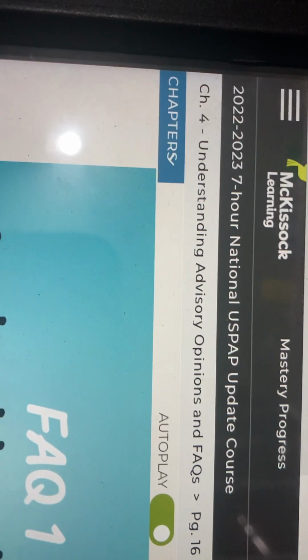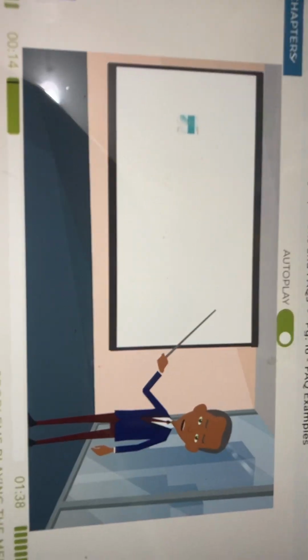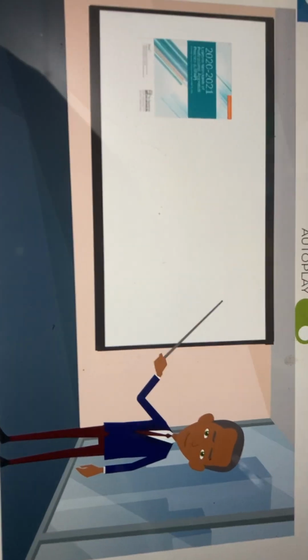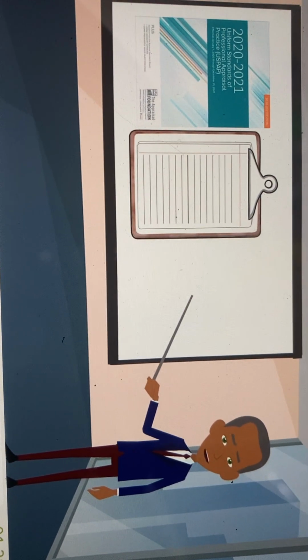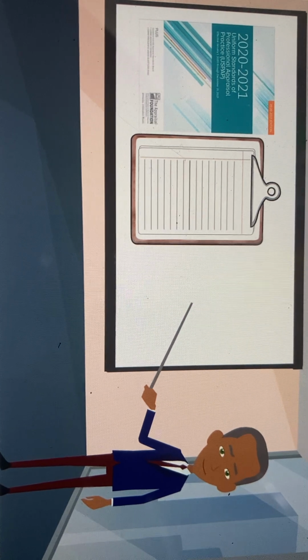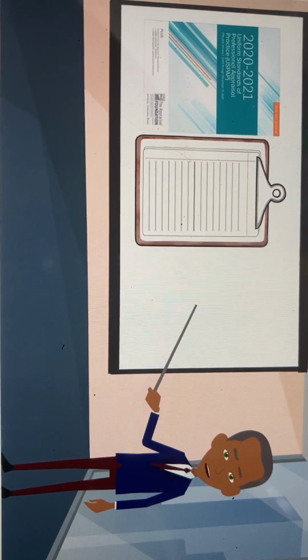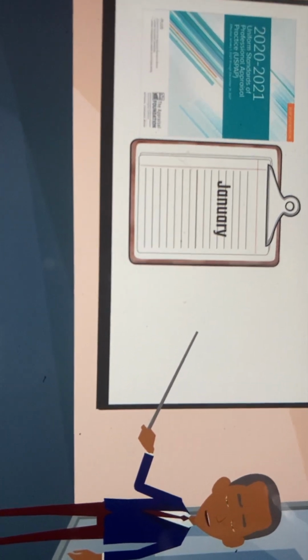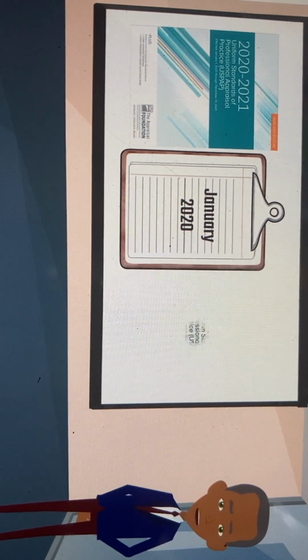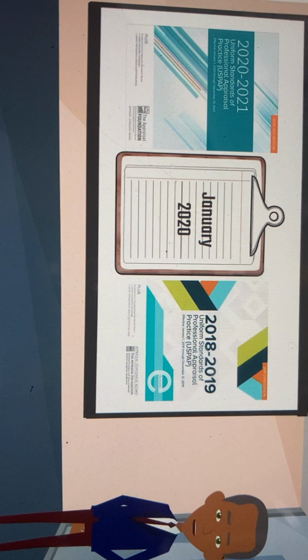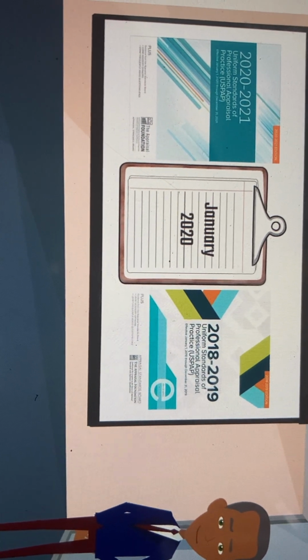What better place to start than with FAQ 1? Question. The new edition of USPAP became effective January 1st, 2020. I prepared an appraisal with an effective date in December 2019. However, my date of report was in January 2020. Which edition of USPAP applies? The 2018-19 edition or the 2020-21 edition?